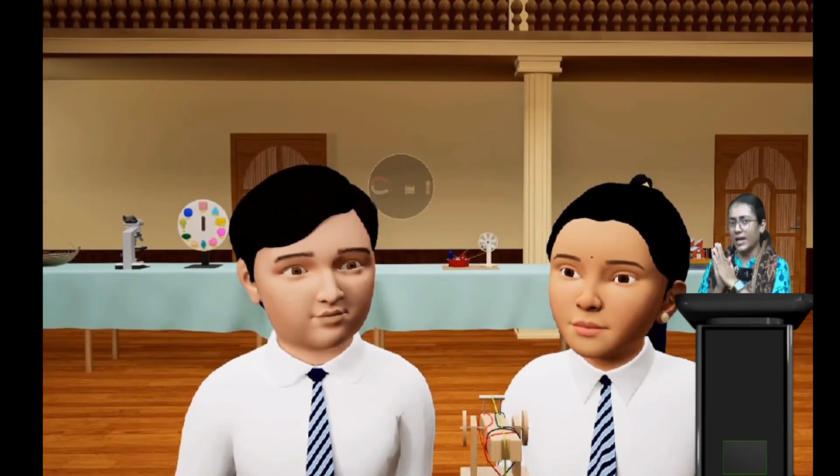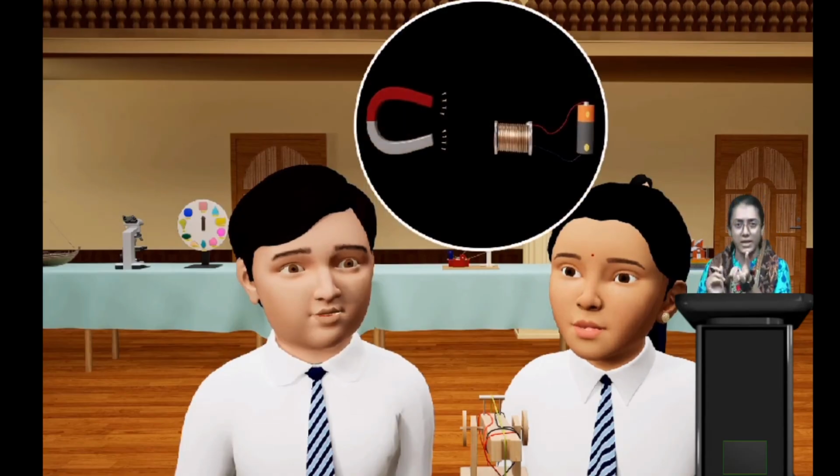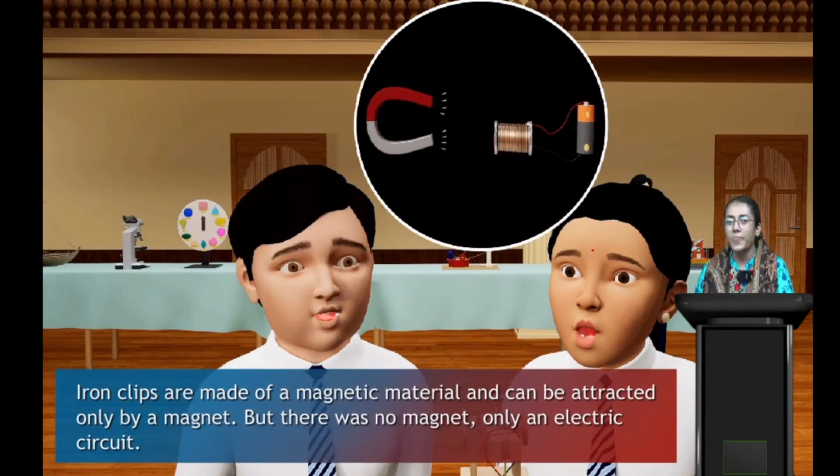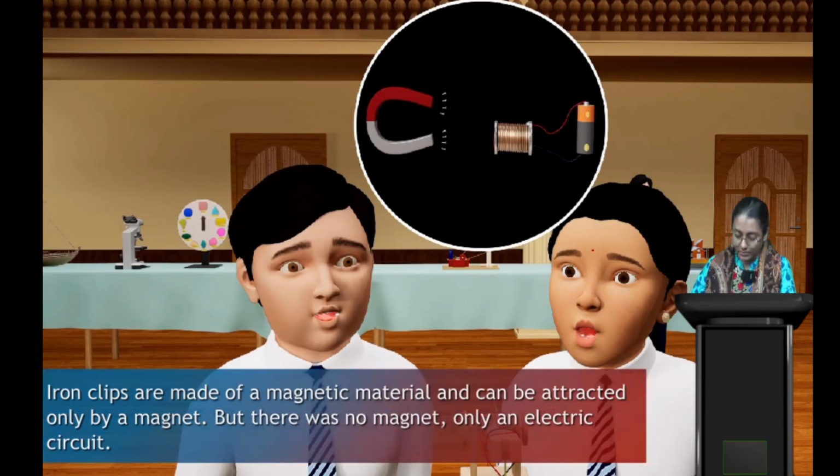So now they are thinking that there is no magnet present here, isn't it? But still, the iron nail is acting like a magnet. Iron paper clips are made of a magnetic material and can be attracted only by a magnet. But there was no magnet, only an electric circuit. Here, she didn't use any magnet, but still the iron paper clips were getting attracted by the iron nail, isn't it?